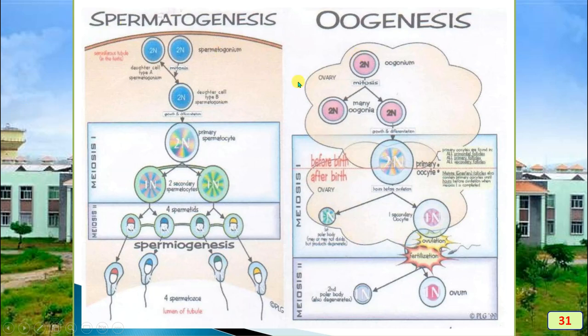So there is a comparison here. Spermatogenesis and oogenesis both are initiated from germ cells, the spermatogonium and oogonium, and undergo different cell divisions. Ultimately, either X or Y spermatozoa are formed, whereas in oogenesis only X is formed.